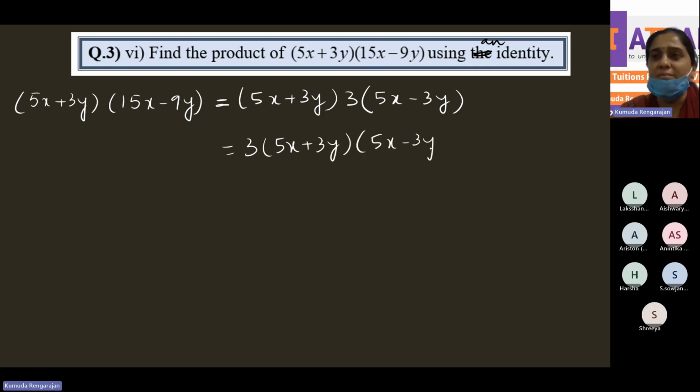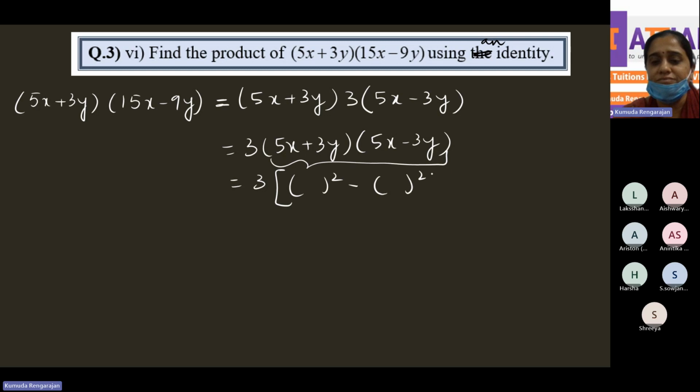Now this looks like a plus b into a minus b. So the answer for this part alone is a square minus b square. Now 3 is outside, no? So 3 into a square minus b square. Now this is a plus b, this is a minus b. So what is a square? Square is here, so you should write a here, which is 5x. This is b square, so you should write only b here, which is 3y.